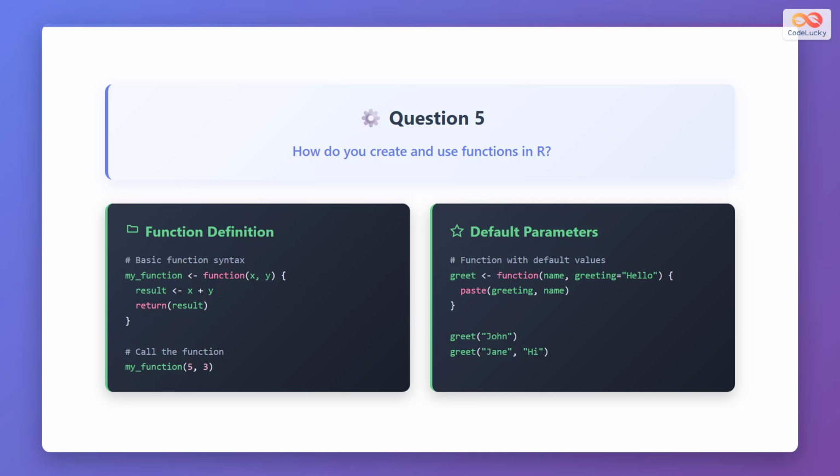To call the function, you simply use the function name with the required arguments. Functions can also have default parameters, which provide default values when arguments are not supplied. For instance, you can create a greet function with a default greeting parameter set to hello, allowing flexible function calls. You can call it with just a name to use the default greeting, or provide both name and custom greeting. Functions in R support various advanced features like variable arguments and nested functions.